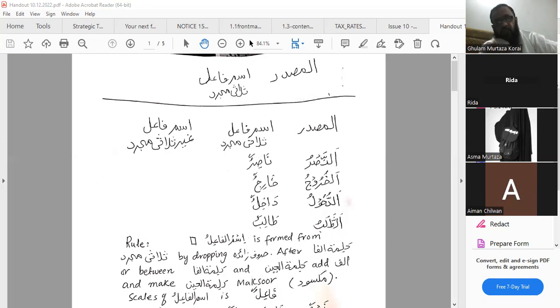Like in Thulathi Mujarrad, we have 3 huruf asli. And in Thulathi Mazid Fih, again 3 huruf asli and other extra huruf. In Rubai Mujarrad, 4 huruf asli. And Rubai Mazid Fih, 4 huruf asli and extra letters. So with those huruf asli, you can find out meanings of various words.